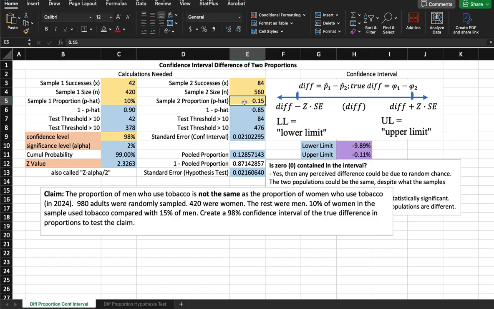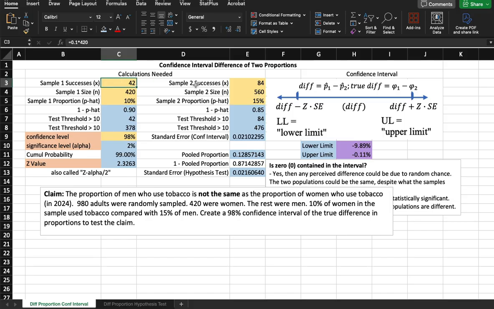Same thing is true for the p hat for the men. It says 15% of the men who were sampled use tobacco. So that's 15% over here in cell E5. So again, if we wanted to display that as a percent, we could.